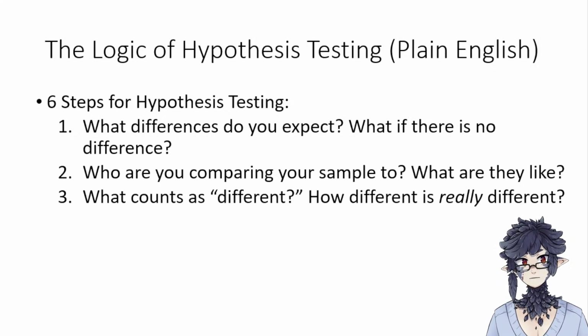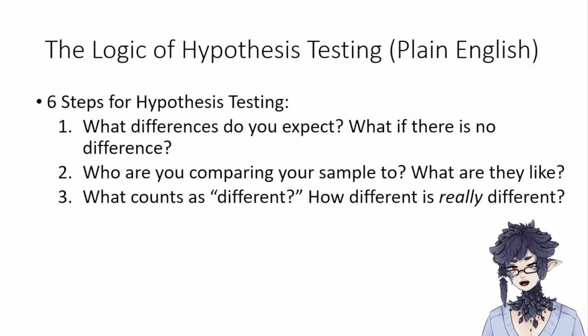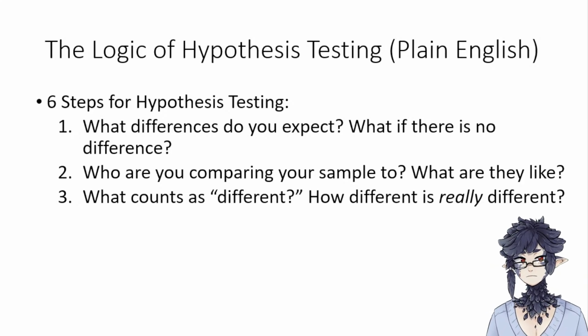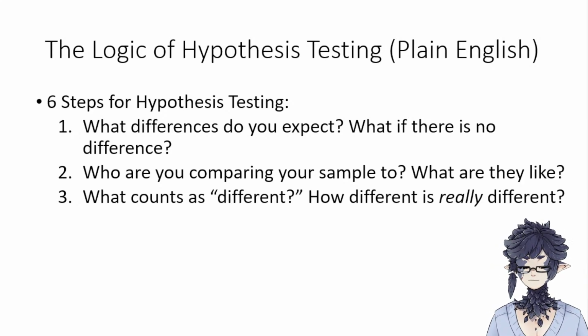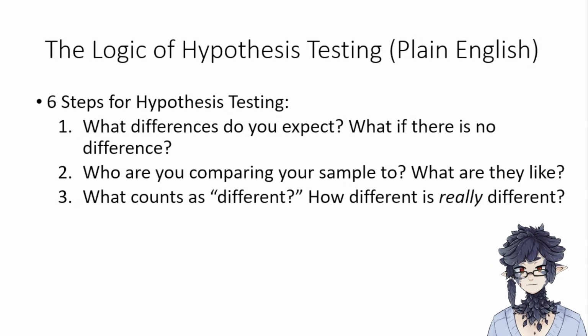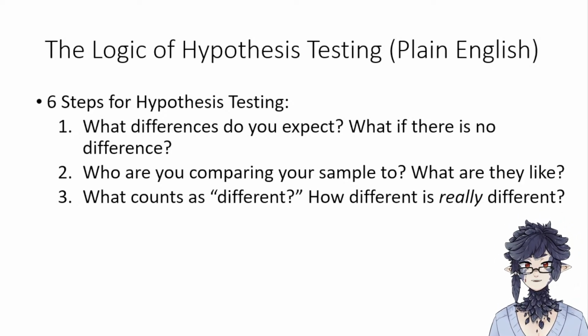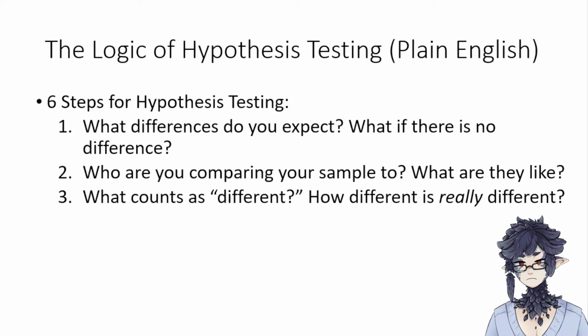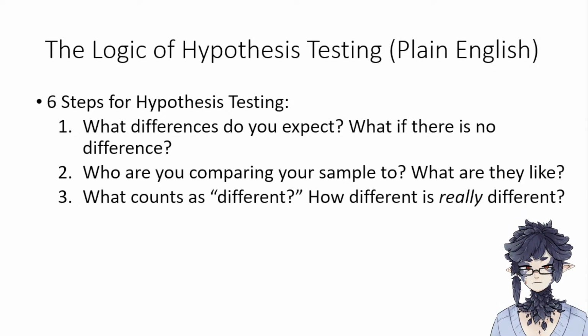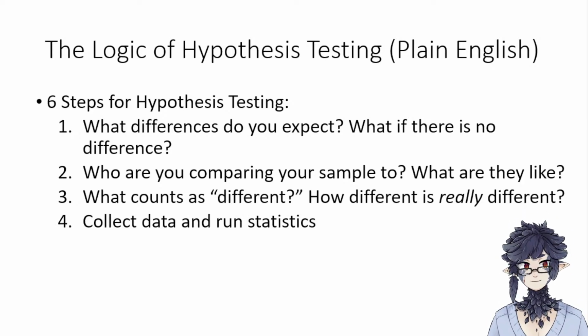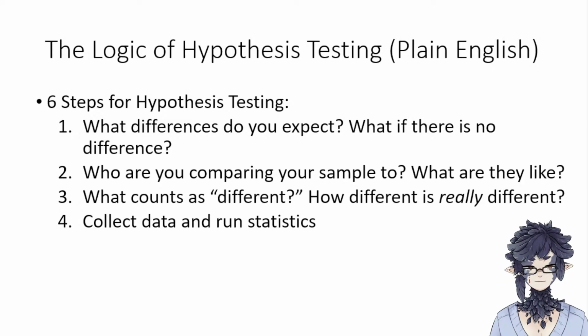Step 3, you've got to establish what counts as different or what counts as a real relationship. And I'm mostly going to be talking about differences between means right now, but essentially how different is different. At what point do you think a difference is a real difference as opposed to just noise or sampling error? Then you get to collect all your information and do your math.